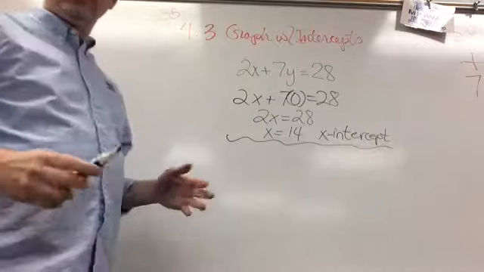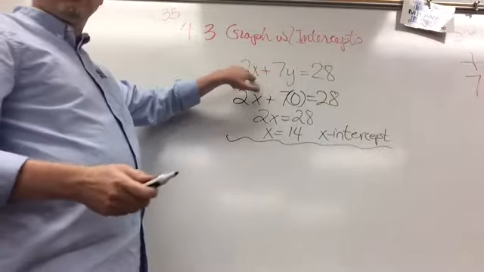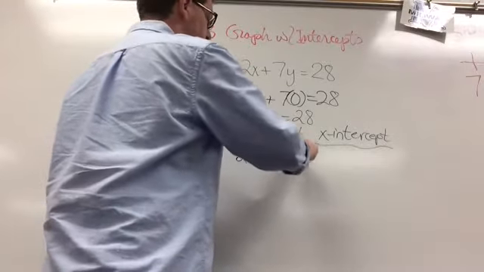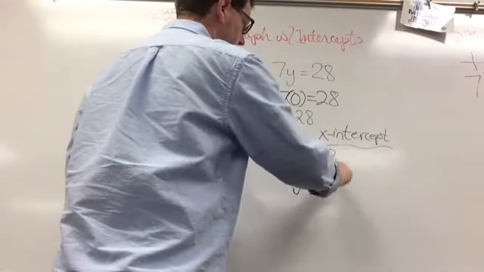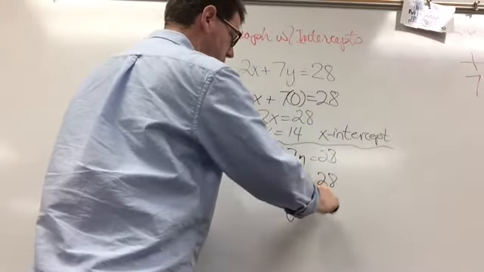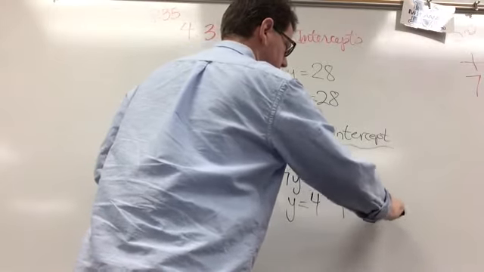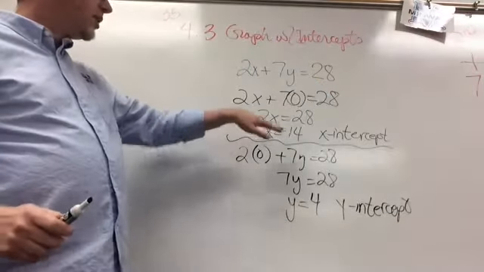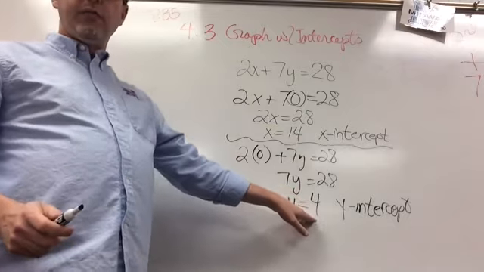Now let's do the same thing to find the y-intercept. We know that when we're looking for a y-intercept, the x is going to be 0. So I can plug in 0 for that x, plus 7y equals 28. So 7y equals 28, and y equals 4. So 4 is our y-intercept. So again, I know that the x-intercept is 14, and that 4 is my y-intercept.